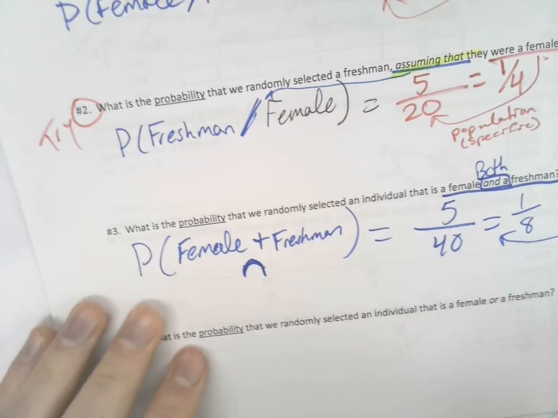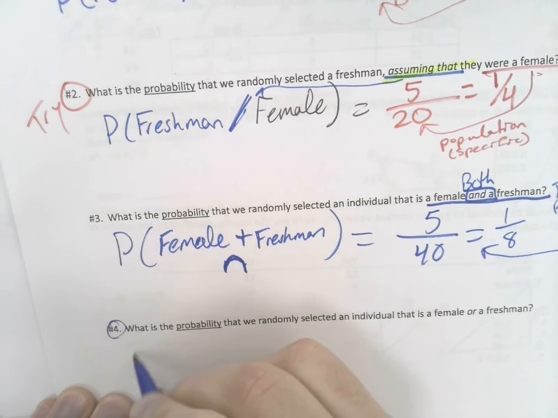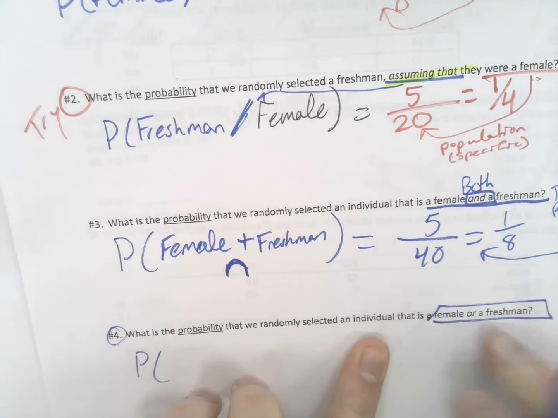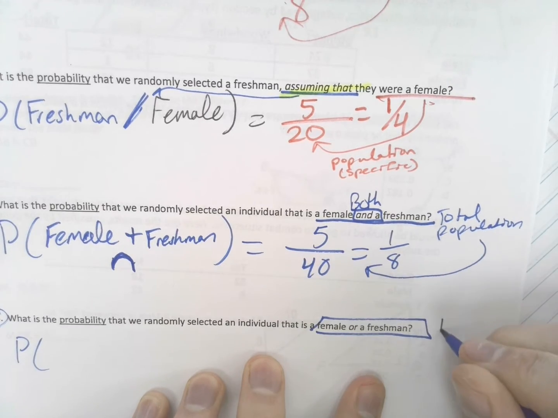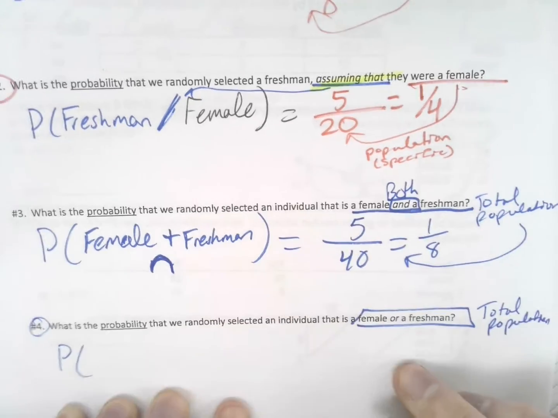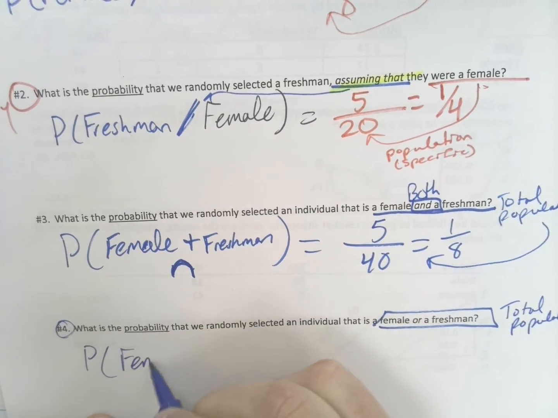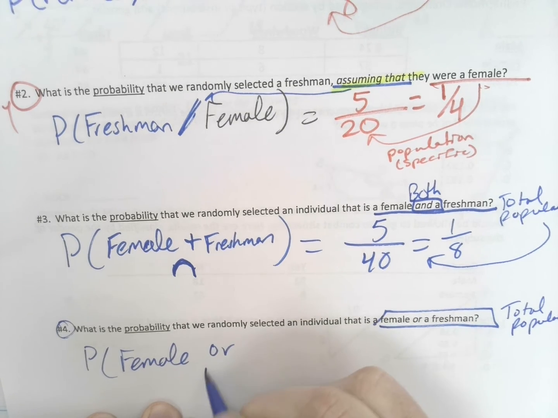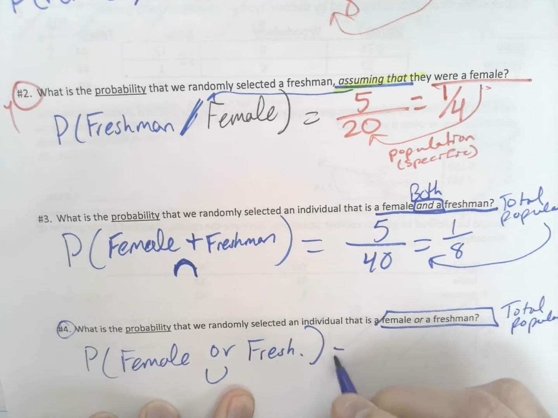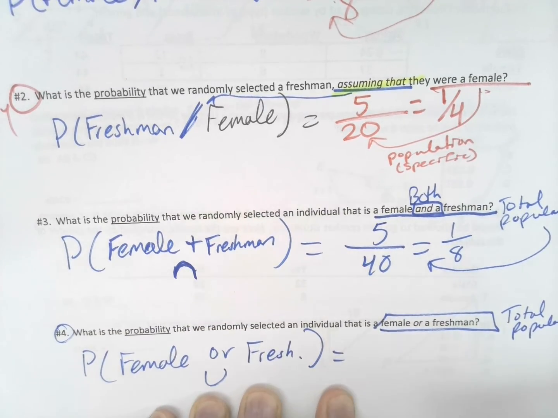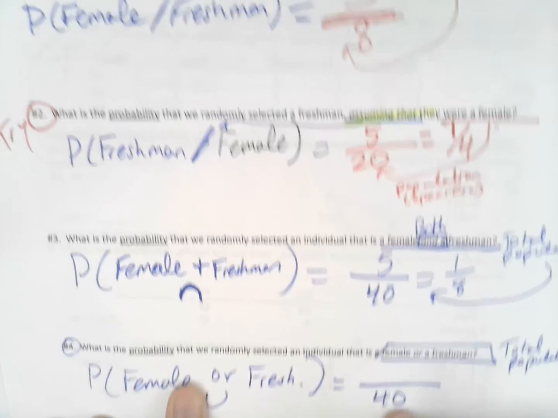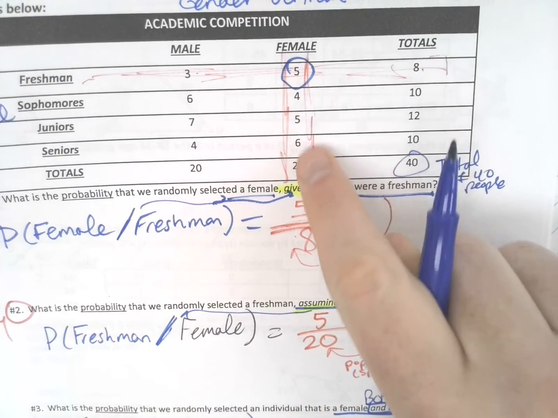And number 4 is where it gets a little bit more complicated. Let's finish strong here, guys. What's the probability we randomly select the individual that is female or a freshman? So again, we're looking at the total population. We're not narrowing it down as far as we're only looking at this group. So female or, we'll bust out the U, freshman. So this is where things get a little bit interesting. Our whole population is out of 40, but how many females do we have? Well, we've got 20.